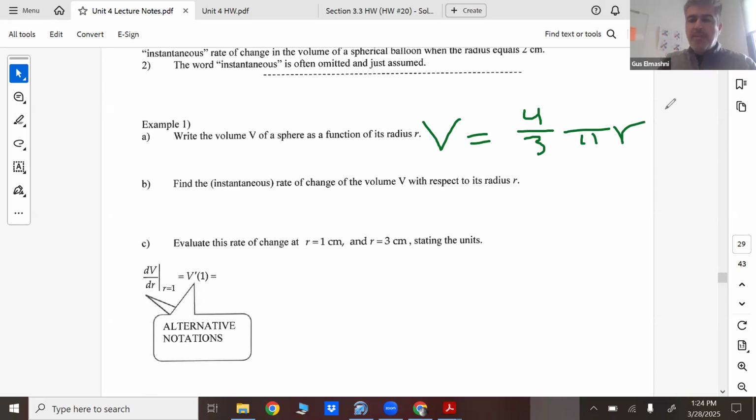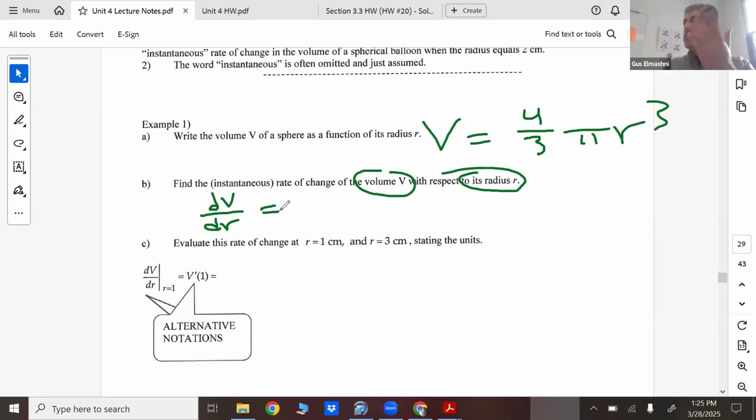But it's 4/3 pi r cubed. Now, find the instantaneous rate of change of volume with respect to r. So basically you're doing this. When it says volume with respect to r, it's written like this, dV over dr. When you see that, that's assuming you're doing a derivative with respect to r.